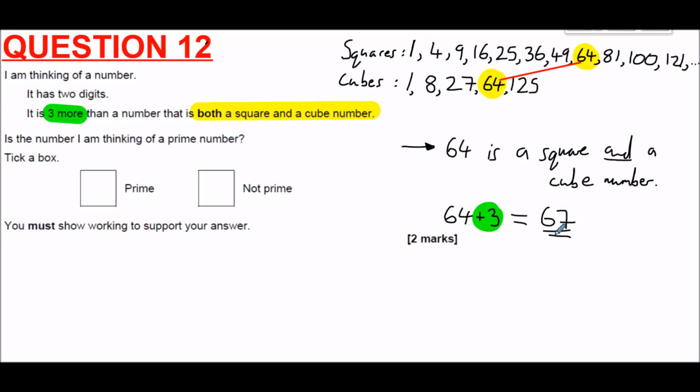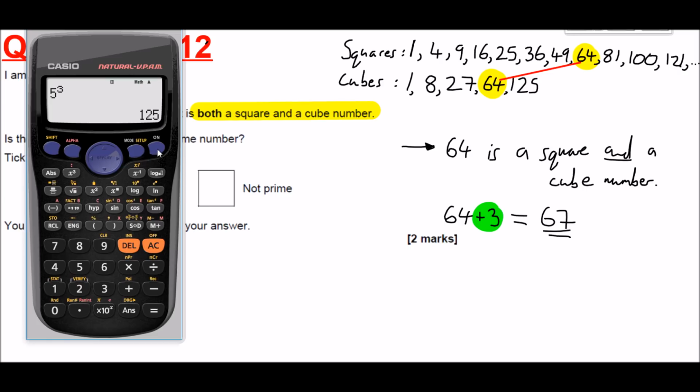So the number this person's thinking of must have been 67 because it's 3 more than 64, and 64 is both square and cube. So is the number I am thinking of a prime number? Is 67 prime? I'll show you a little calculator trick which could help you. Essentially, 67 is a prime number because we can't divide it by anything apart from itself and 1. So it's prime. I'll show you though how you can check on a calculator if a number's prime or not.